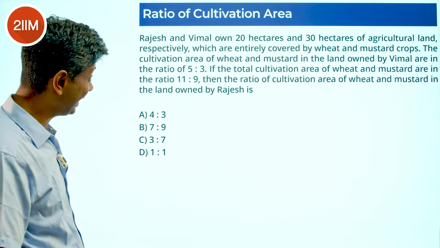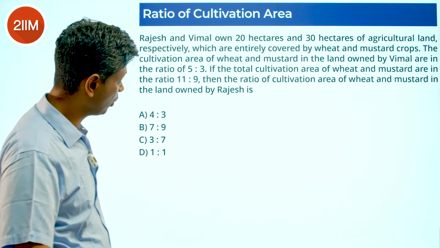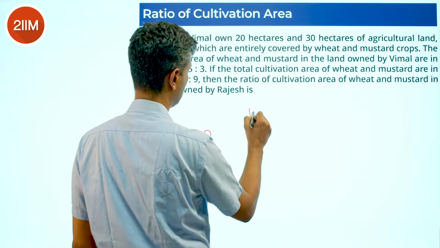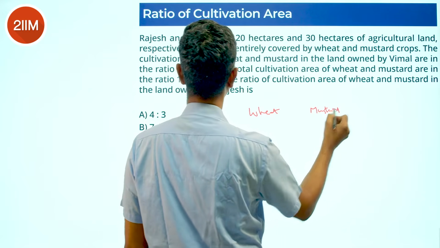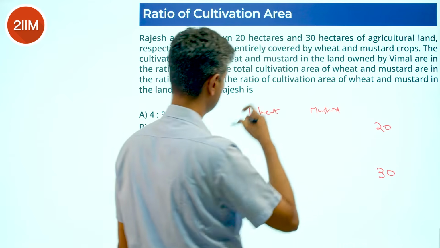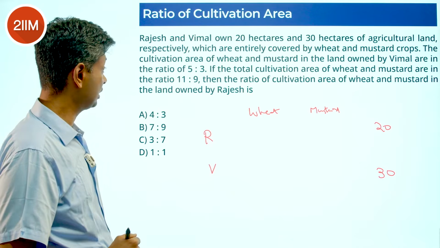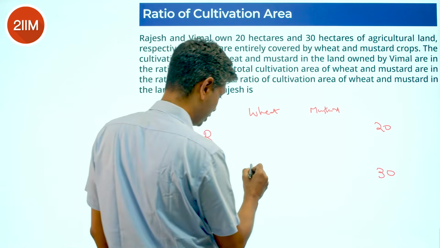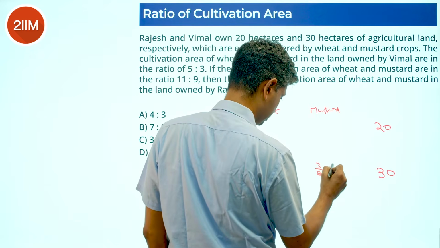Rajesh and Vimal own 20 hectares and 30 hectares of agricultural land respectively, which are covered by wheat and mustard crops. So Rajesh, Vimal, wheat, mustard. Rajesh owns 20, Vimal owns 30. The cultivation of wheat and mustard in the land owned by Vimal are in the ratio 5:3. So 5 by 8 into 30, 3 by 8 into 30.